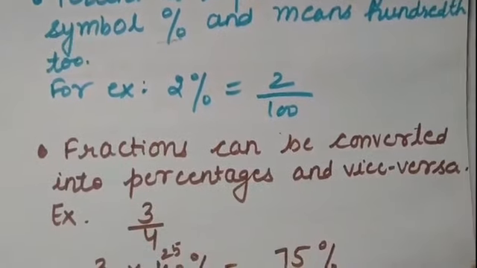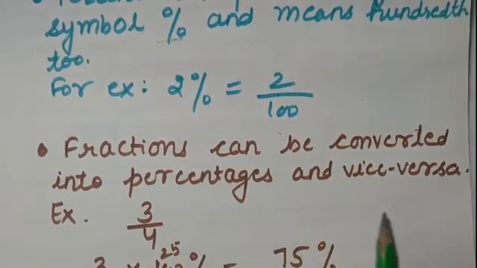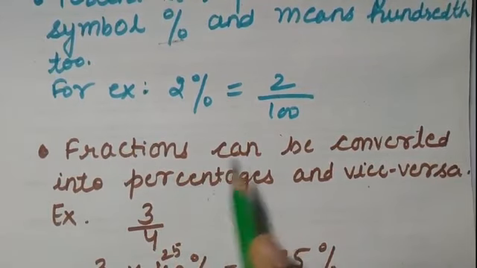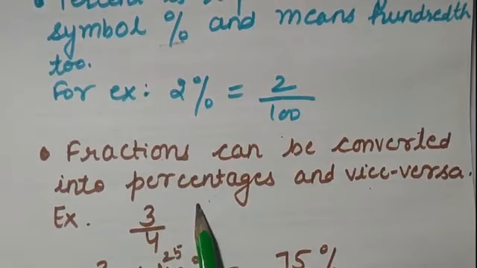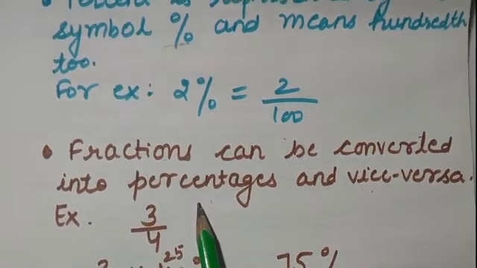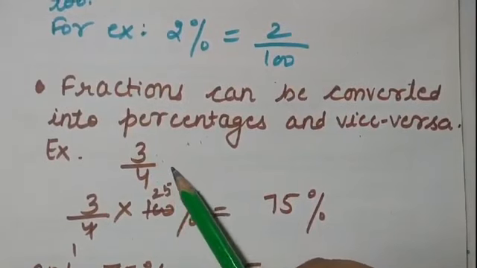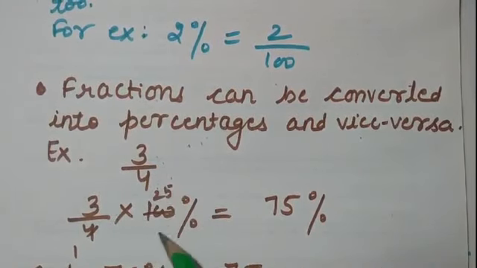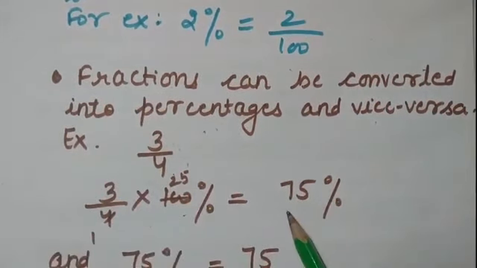Now fractions can be converted into percentages and vice versa. Vice versa means percentages can be converted into fractions and fractions can be converted into percentages. So let us understand this. Suppose we have been given a fraction and we have to convert it into a percentage. For that, you have to multiply the given fraction by 100%. So you will get the required percentage.